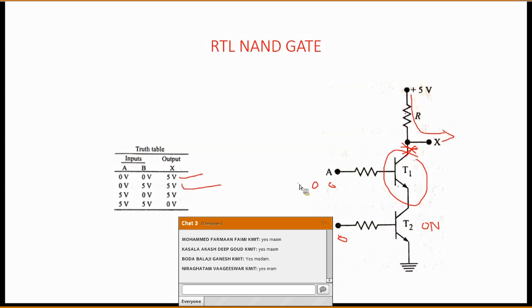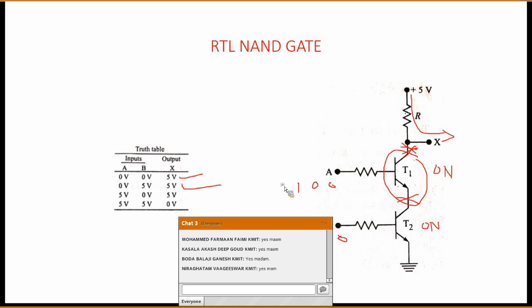Now the third case, 1 and 0. This transistor is on now and the second transistor is off. So this creates an open circuited path. There is no proper conducting path for T1. It is as if the complete path is open circuited. So here also output is equal to 5 volts.